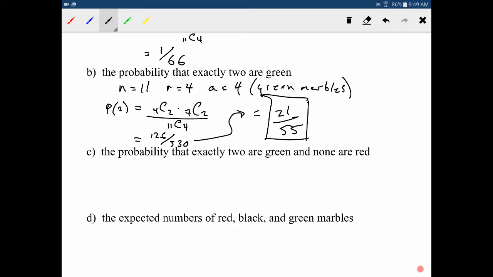All right, so what's the probability that exactly 2 are green and none are red? This is where we're going to get into a little bit more tricky stuff. So I'm still going to use my n value as 11. I'm still going to have my r value as 4. Now I'm focusing on green again, so I'm going to leave the a as 4 again. But I'm going to do something a little tricky, and you're going to have to think about the formula a little bit harder than before.